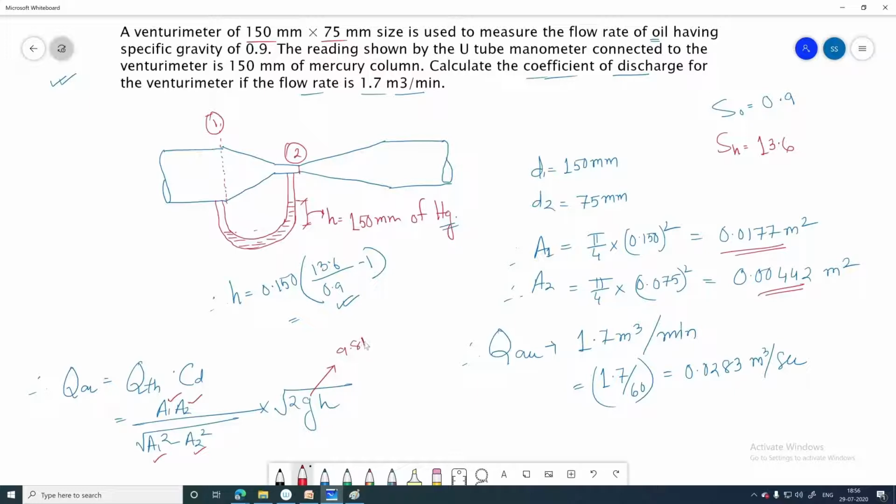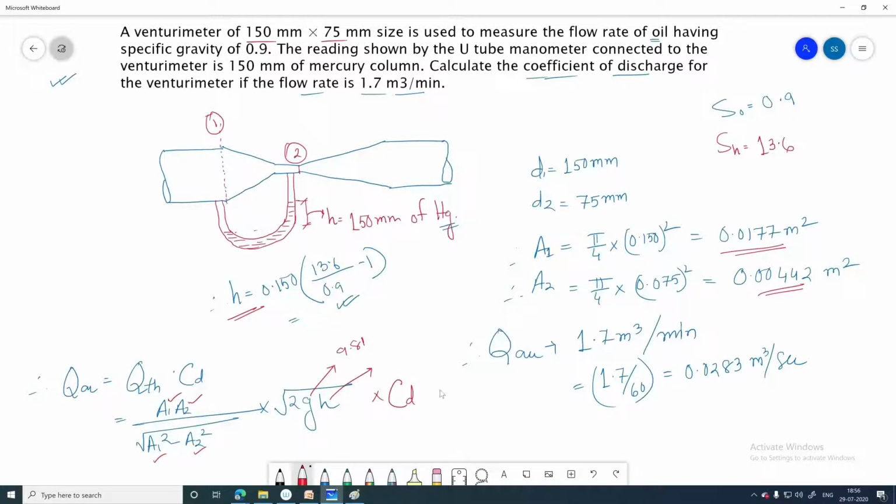Here it is meter square, here it is meter per second square, and the H value, that means this particular one. So you need to put the value, whatever you get over here, and the final result should be multiplied with the CD.